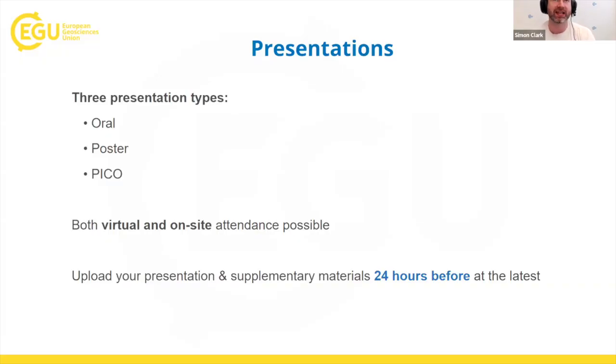The one key thing to keep in mind if you're doing any of these presentations is please make sure your presentation material is uploaded 24 hours before your session date. So this means please don't plan to work until the evening for the day before a presentation, because it will probably mean you've missed that 24-hour deadline. So please keep this deadline in mind.